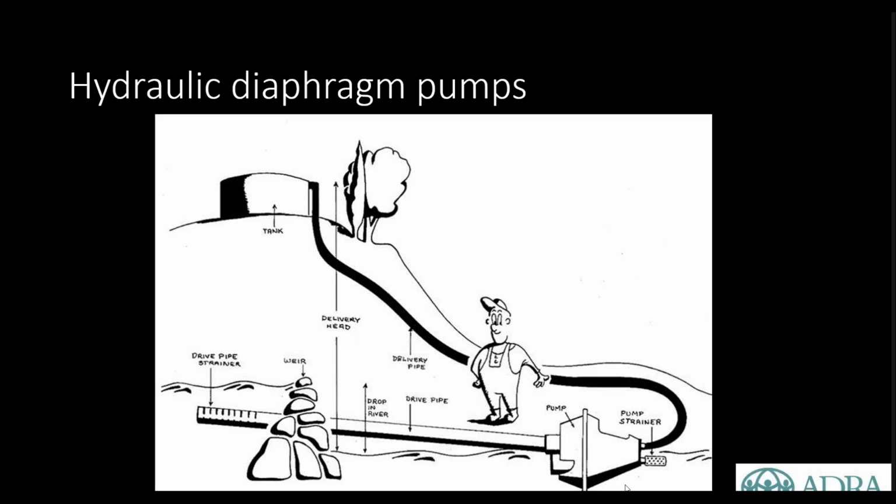But it is actually less complicated, and it requires a small head, like the difference in height between here and here can be much lower. And also, interestingly enough, it's not too critical for this drive pipe to be either straight or on a specific angle, unlike the ram pump. But the amount of water that it pumps and its lifting capacity, so the difference in height between here and here, is also smaller than a ram pump.